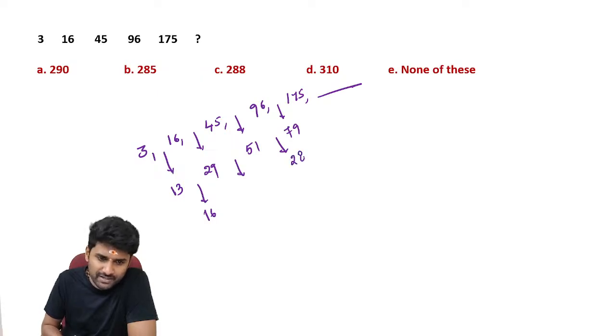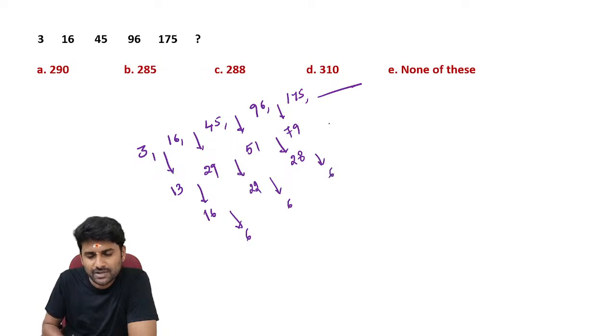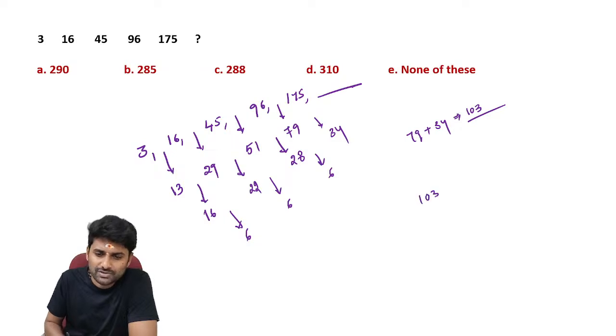Here it is 28, here it is 22. Again, you can see that the common difference is 6 units. 28 plus 6 is 34. 79 plus 34 is exactly equal to 113. And those 113 units are added to 175.